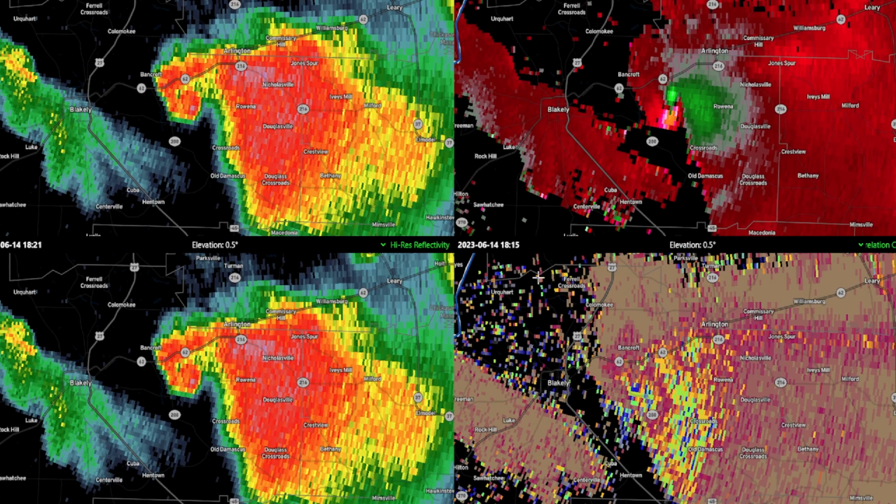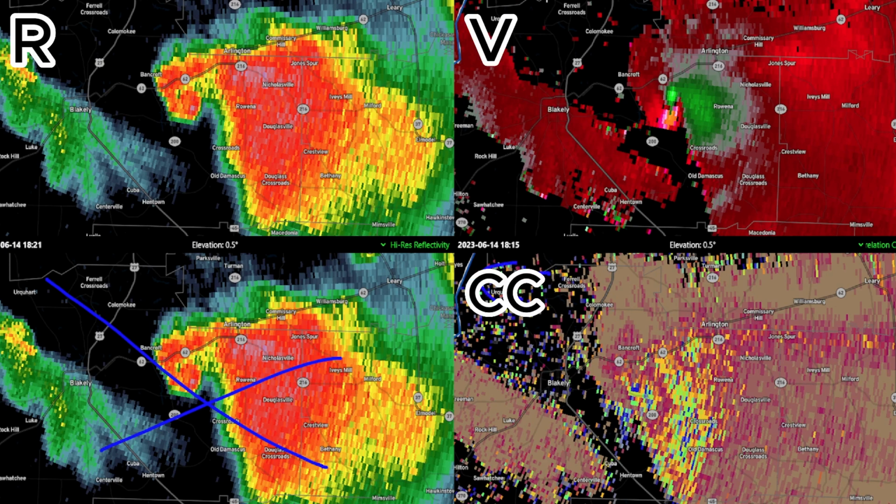So if we piece all three radar products together, forget about this second reflectivity panel down here, but you have the velocity, reflectivity, and correlation coefficient down here. So I will label them CC, correlation coefficient, V for velocity, and R for reflectivity, just if you're not really confident about which radar products are which.